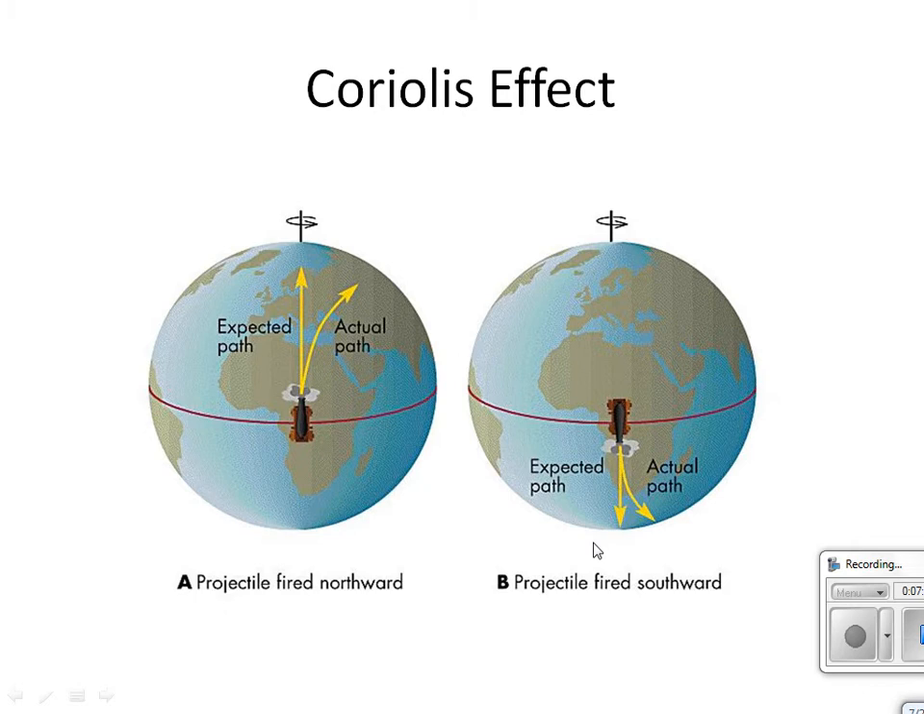For example, prevailing or global winds, ocean currents, planes, or even guided missiles. All of these things get deflected, or at least apparently deflected, because the Earth beneath them is rotating or spinning, right?